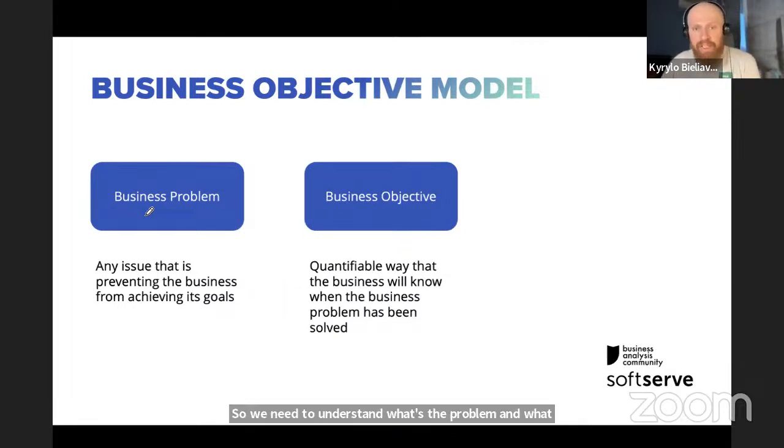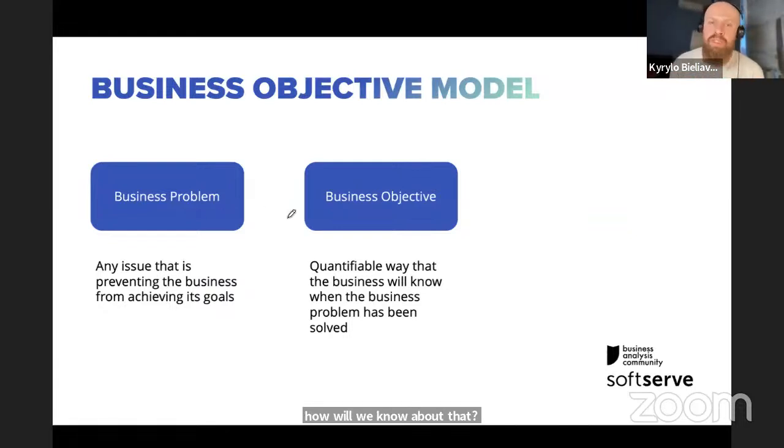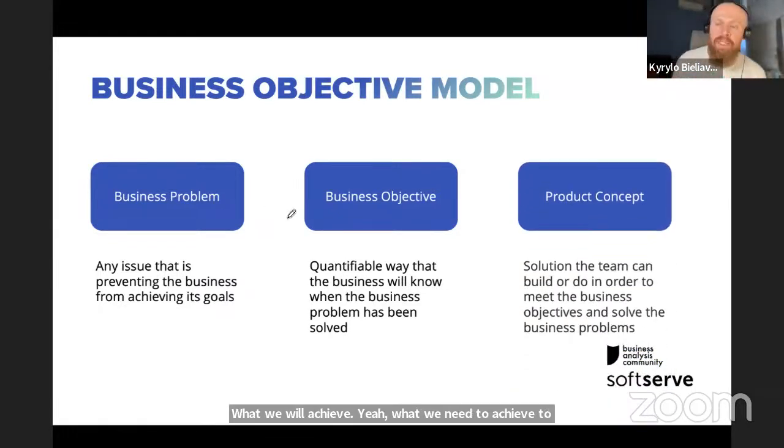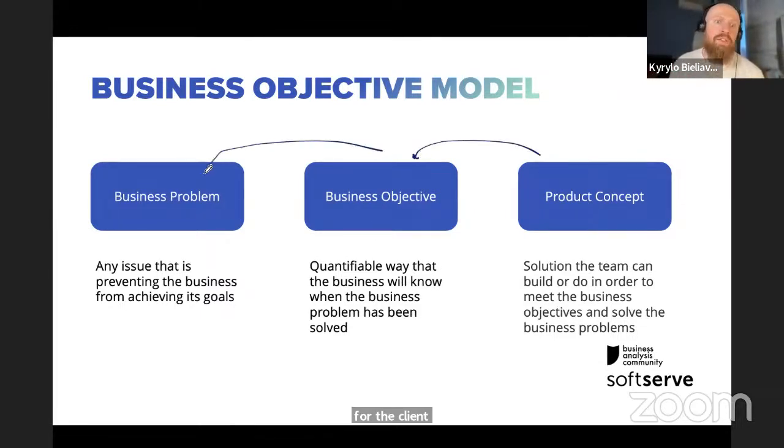Then there's the business objective. That's a quantifiable way that the business will know when the business problem has been solved. So if the problem were solved, how will we know about that? What do we need to achieve to make sure that the problem is solved? And the third one is the product concept. This is the solution that you, as an IT company, will need to create for the client, to enable him to achieve this objective and solve this business problem.